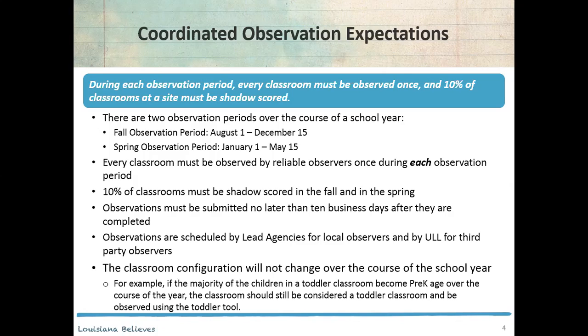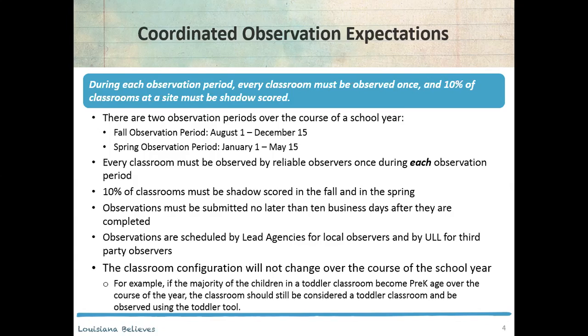During both of those, every classroom should be observed by a reliable observer at least once, and 10% of classrooms at every site should be shadow scored in both the fall and the spring. Remember that observations should be submitted no later than 10 business days after they're completed, and that all observations are scheduled by either the lead agencies for local observers or by ULL for third-party observers.